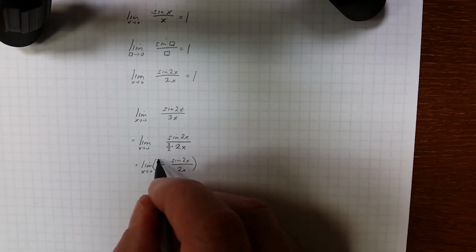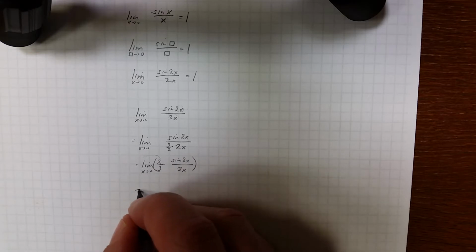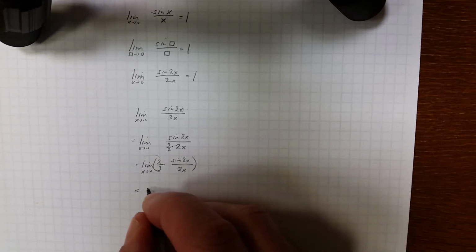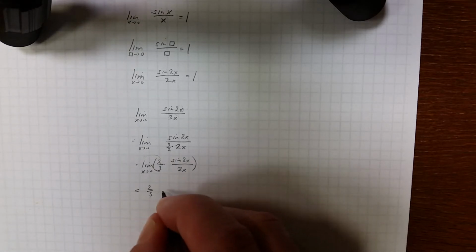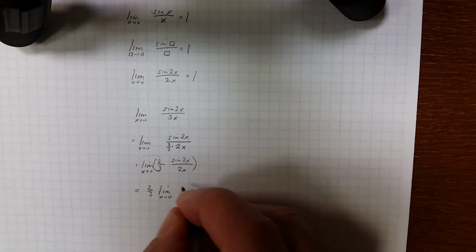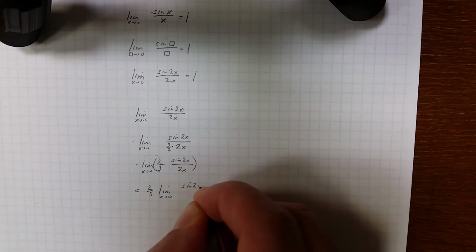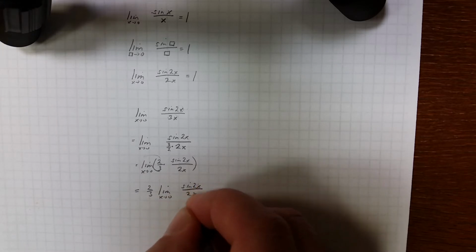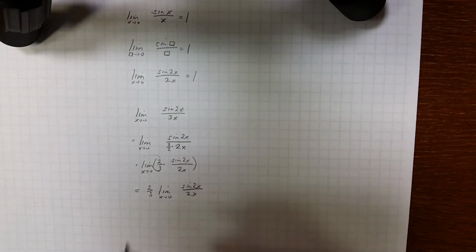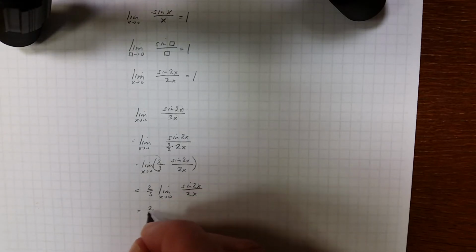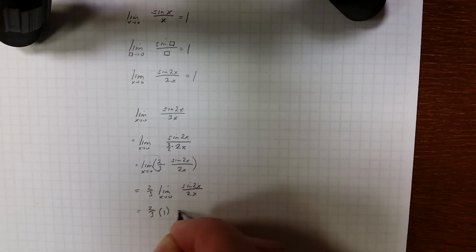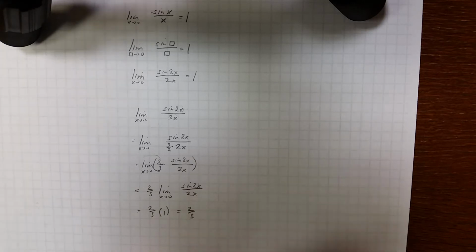And since this is a constant, one of the first things we learned about limits is that we can pull the constant out in front. So this is equal to 2/3 times the limit as x goes to 0 of sine 2x divided by 2x. This is the same now, and 2x is certainly going to 0 because x is going to 0, and so this is equal to 2/3 times 1, which is equal to 2/3.